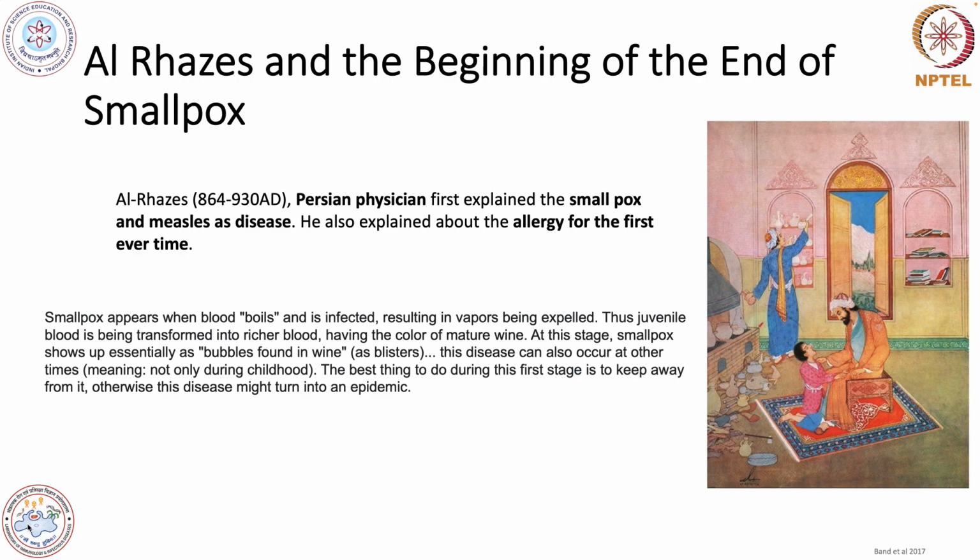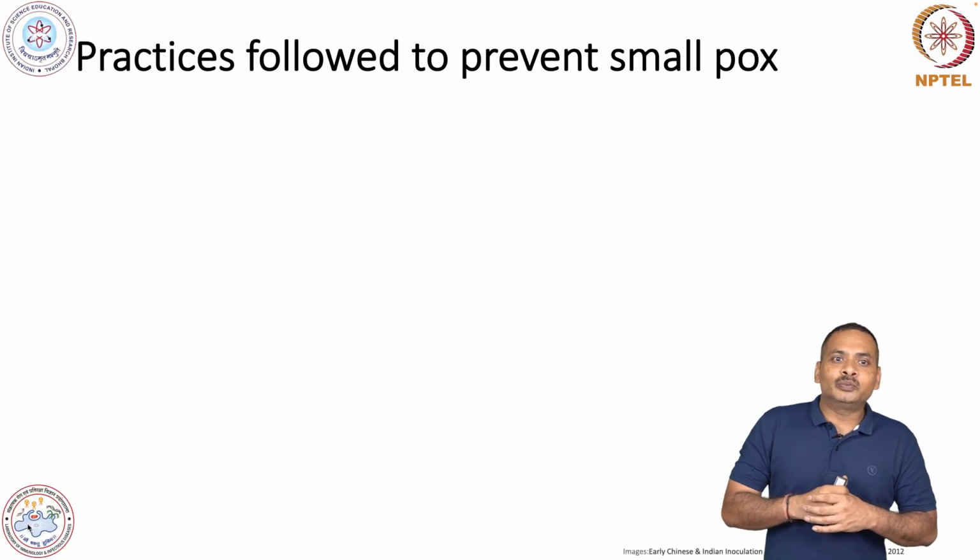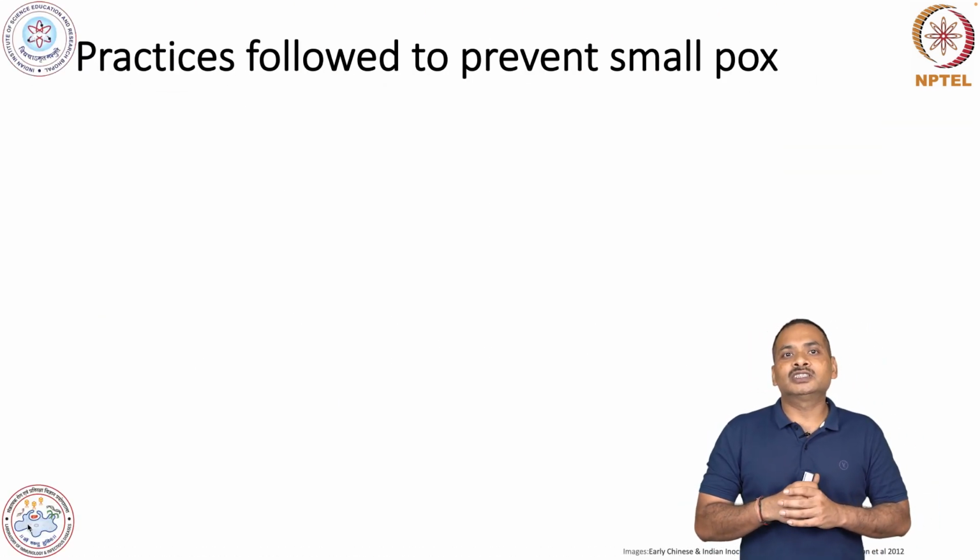This disease can also occur at other times, not only during childhood, but throughout life. The best thing to do during this first stage is to keep away from it. That means we now have a term known as quarantine. Otherwise this disease might turn into an epidemic. So he gave at least some idea how to protect from this disease. So, the practice followed to prevent smallpox.